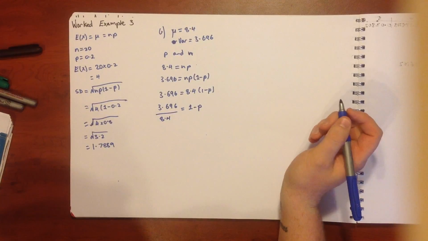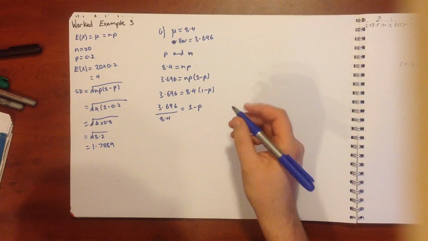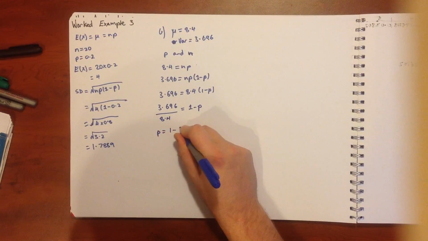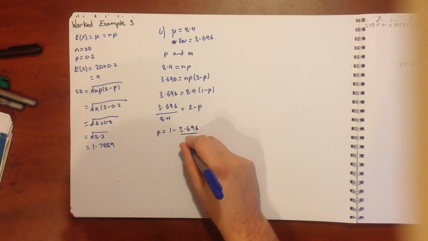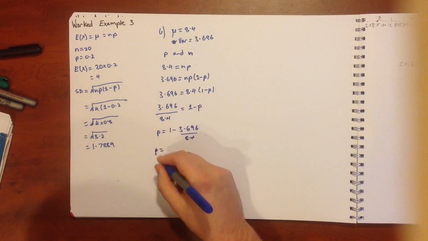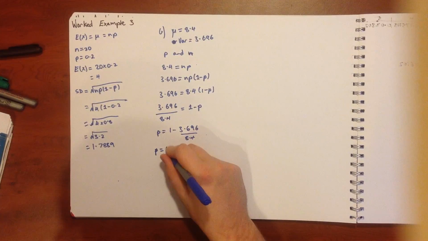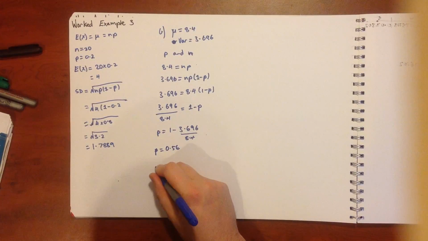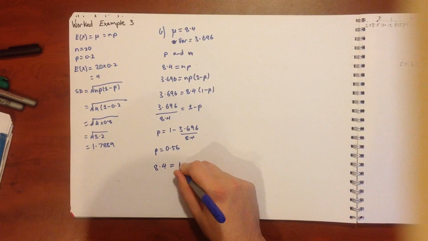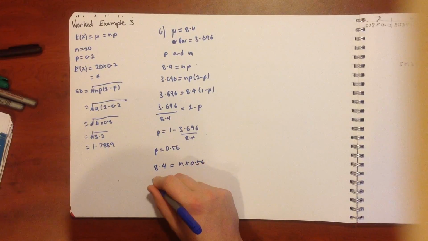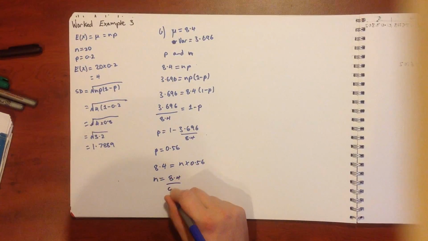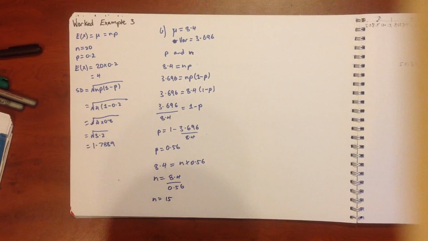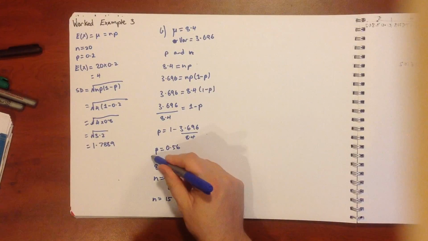When I do that and rearrange, I have p is equal to 1 minus 3.696 on 8.4. When we actually do that, we find that p is equal to 0.56. We can sub our p back into this equation, so we can say 8.4 equals n times 0.56. So n equals 8.4 on 0.56, so n is going to equal 15. So we've been able to find our p and our n.